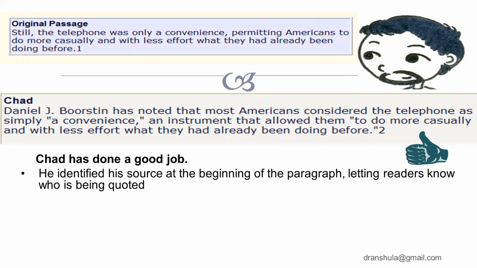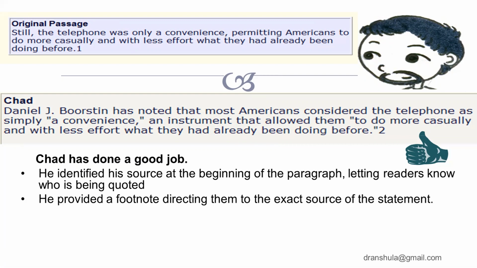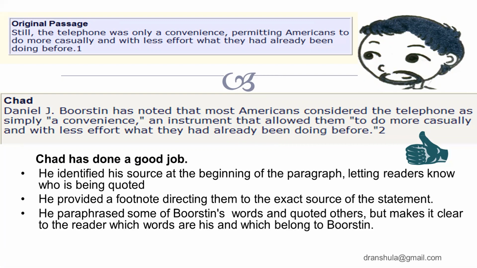He identified his source at the beginning of the paragraph, letting readers know who is being quoted. He provided a footnote directing them to the exact source of the statement. And he has paraphrased some of Boostin's words and quoted others which were taken as such. So it makes it clear to the reader which words are his and which belong to Boostin. So this is what you have to do while you take something from someone else's research work.